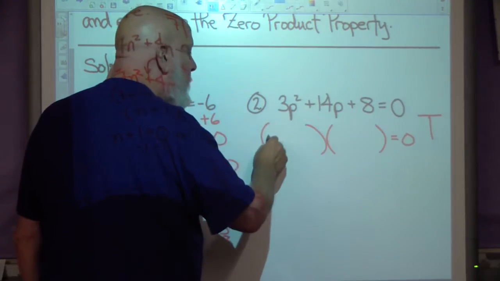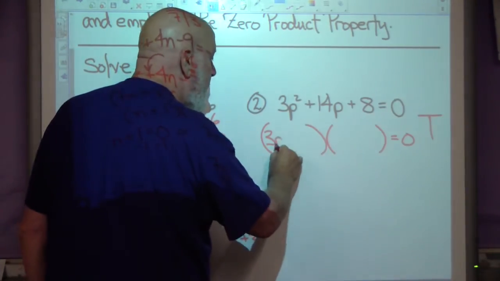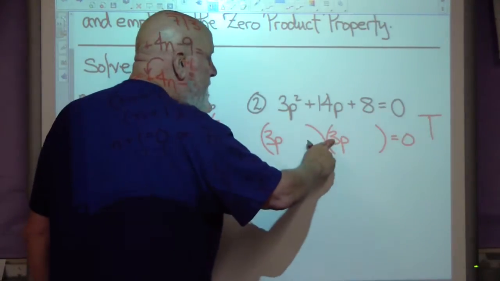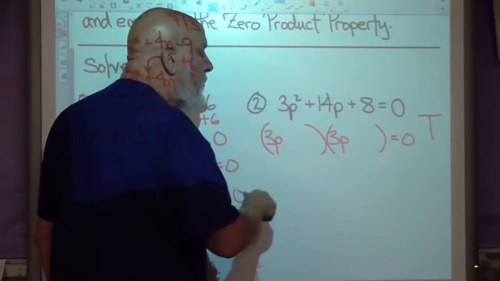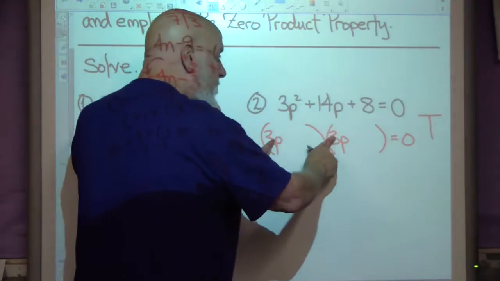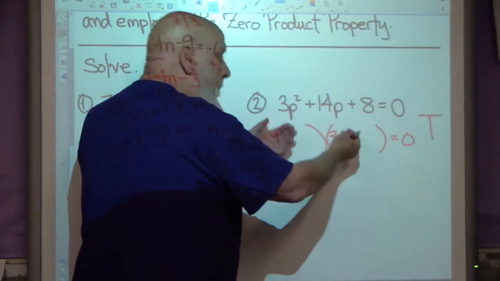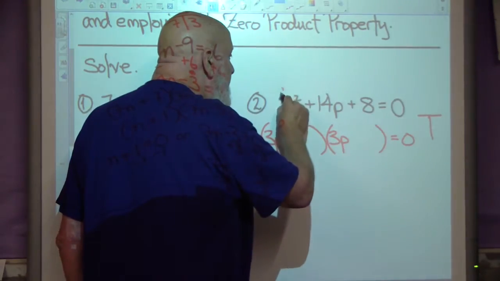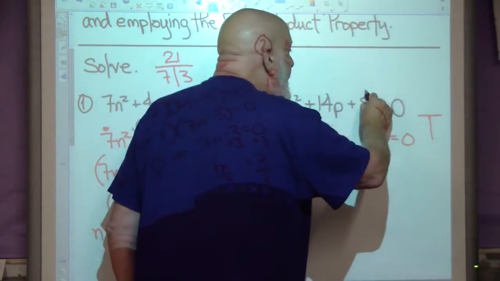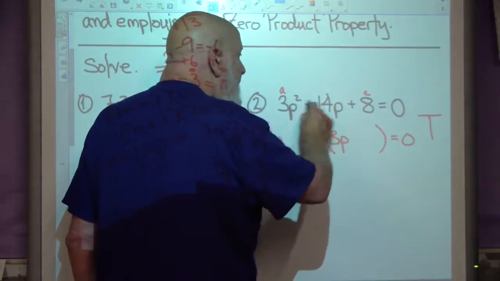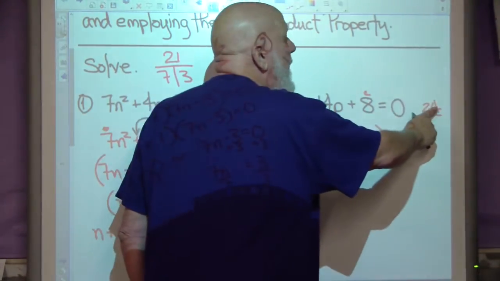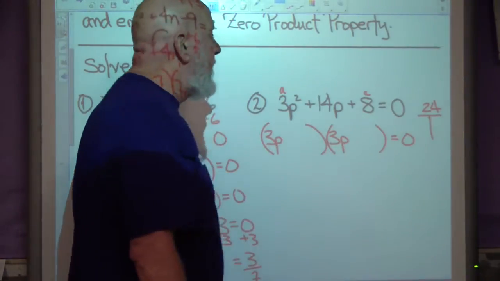I'm going to introduce an extra factor of 3, 3p times 3p. Extra factor of 3, 3 times 3, 3p times 3p is 9p squared. I don't want that, so this extra factor of 3 that I've just introduced, I'm going to have to divide out here in just a second. But doing this enables me to multiply a times c, that's these two, you get 24 in this case, and I'm looking now for factors of 24 that add up to 14.